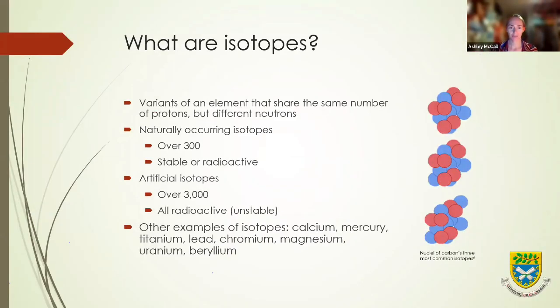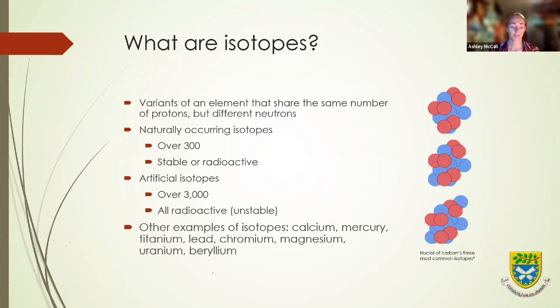So firstly, what are isotopes? Isotopes are variants of an element that share the same number of protons but have different numbers of neutrons, which results in different mass numbers. This differential is what we use to determine certain levels within a sample, such as bone, and compare these to other samples. There are over 3,000 isotopes, with about 300 naturally occurring. There are naturally occurring isotopes, both stable and radioactive, and there are artificial isotopes that are all radioactive or unstable, both of which are used within archaeological research.